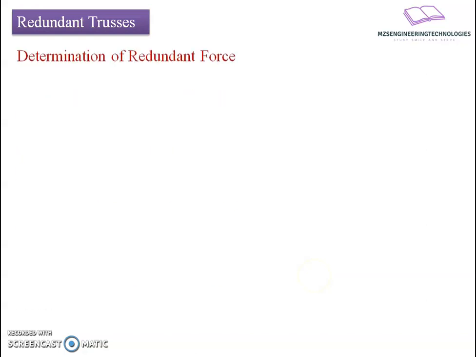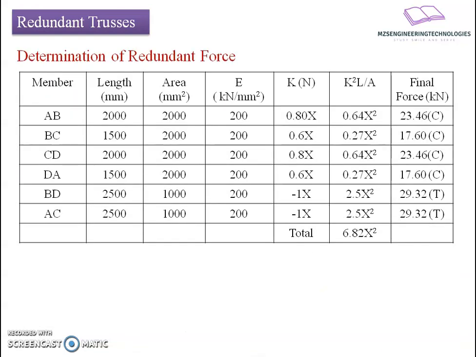Once we know all the forces, we will find the redundant force, and for that we will prepare a tabular format for ready reference. The very first column will be the members AB, BC, CD, DA, BD and AC. First I will move along the periphery and then go to the diagonal bracings. The lengths of the members known to us are AB is 2000, whereas BC is 1500, which we can get from the reference figure. The area of the horizontal and vertical members was given as 2000 mm square, whereas for the brace members 1000 mm square was given. The E value is constant throughout all members, that is 200 kilonewton per mm square.